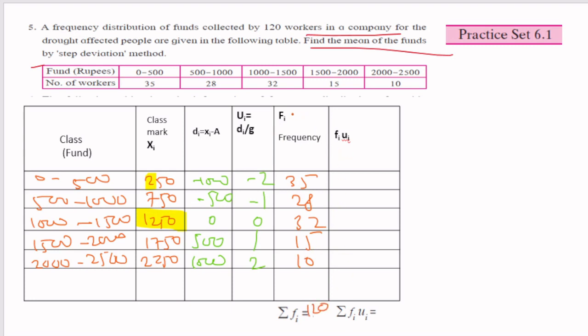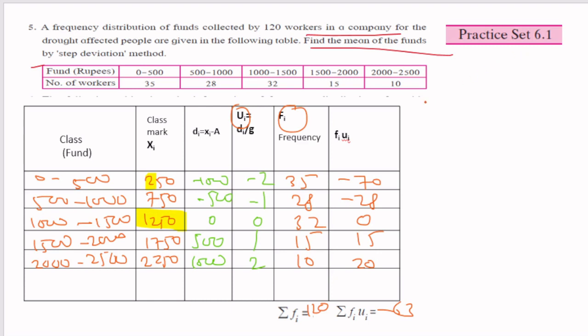Now multiply fi and ui. It will be easy because numbers are now very small. 70, minus 28, 0, 15, and once you add, you'll get minus 63. Till now, it's very easy. Only additional step you have done is ui.